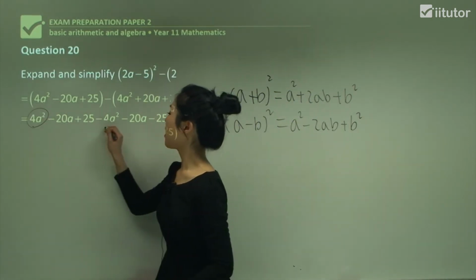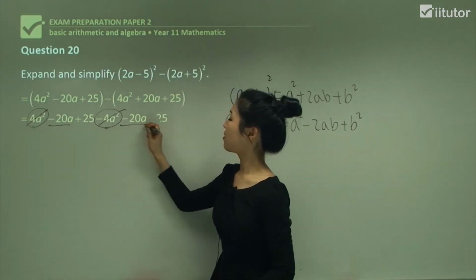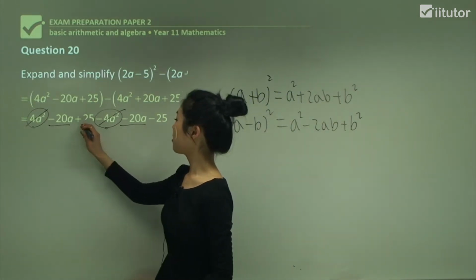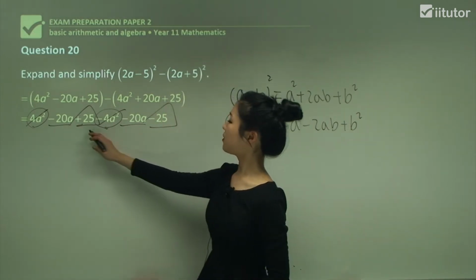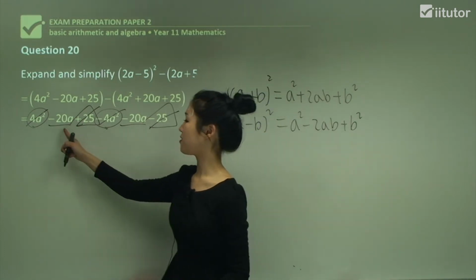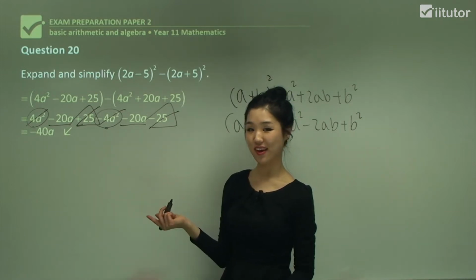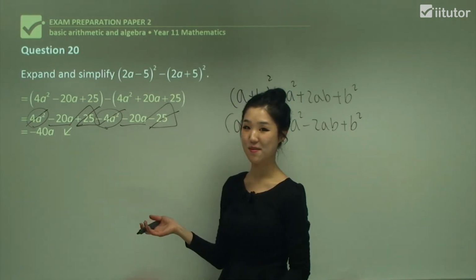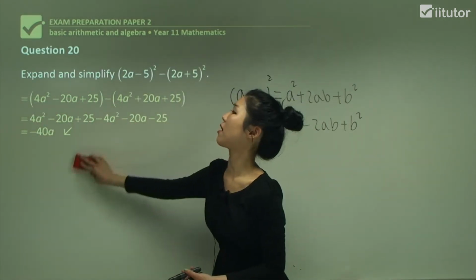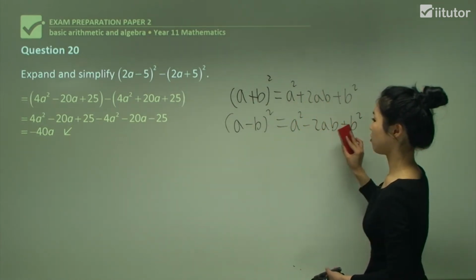Now 4a squared and minus 4a squared, they will cancel out. Negative 20a minus 20a, that will be minus 40a. But see how the 25 plus 25 minus 25, that will cancel out. So the only solution left is negative 20a minus 20a, which I told you is negative 40a. That's the only thing that's left. So that's the final answer. Okay, so that's a pretty simple answer compared to how big the question is, isn't it? So make sure you know this stuff, guys. This is important stuff. Make sure you use this to expand that one.